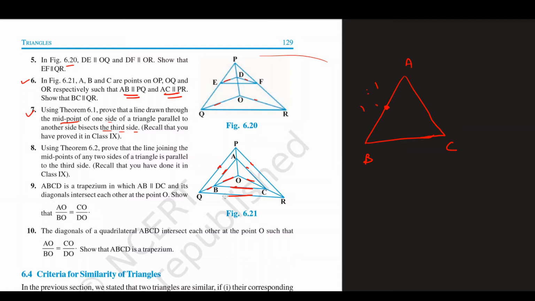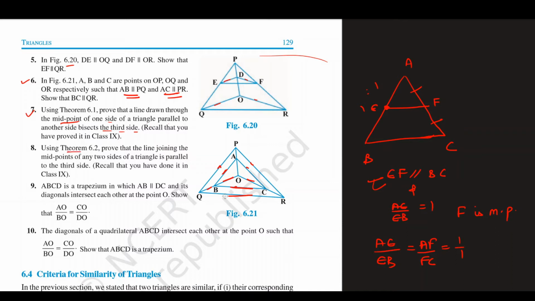Suppose it is E, and we are making EF parallel. So given is EF is parallel to BC, and AE upon EB is equal to 1. As this is true, AE upon EB must be equal to AF upon FC, which should be 1:1. Hence F is the midpoint. So these two must be equal. So we have done this.